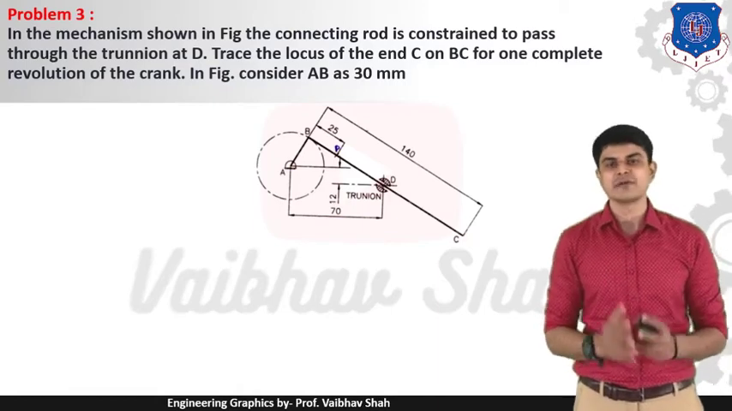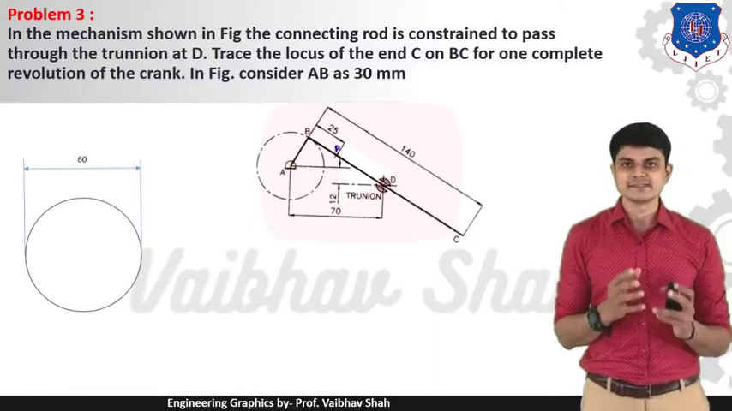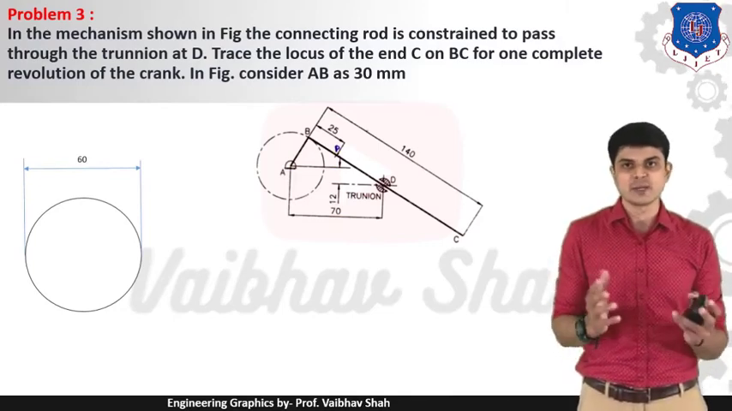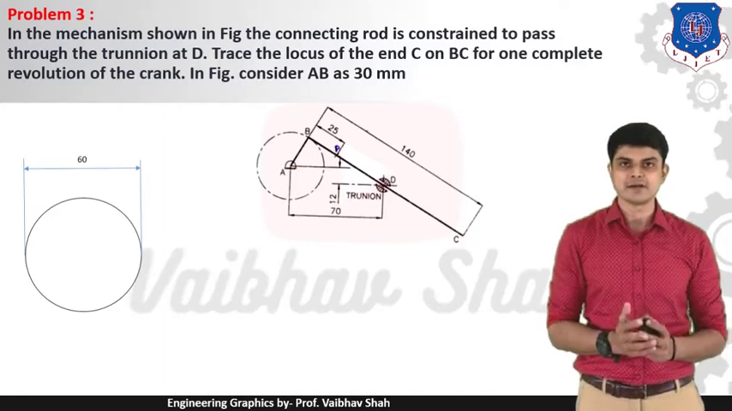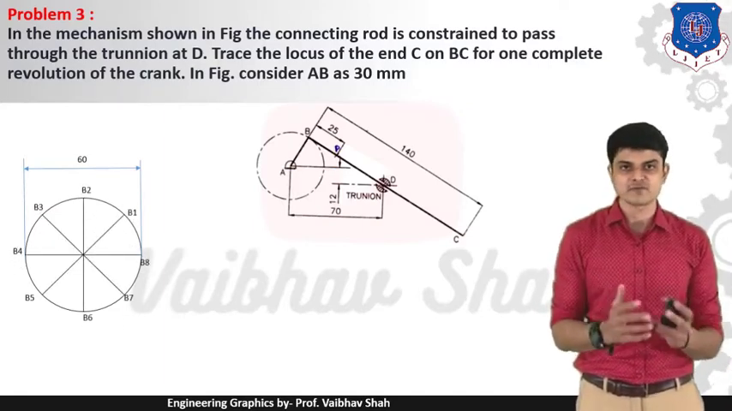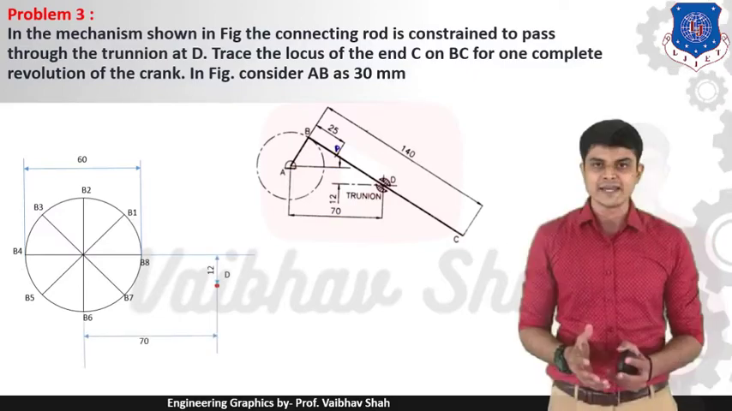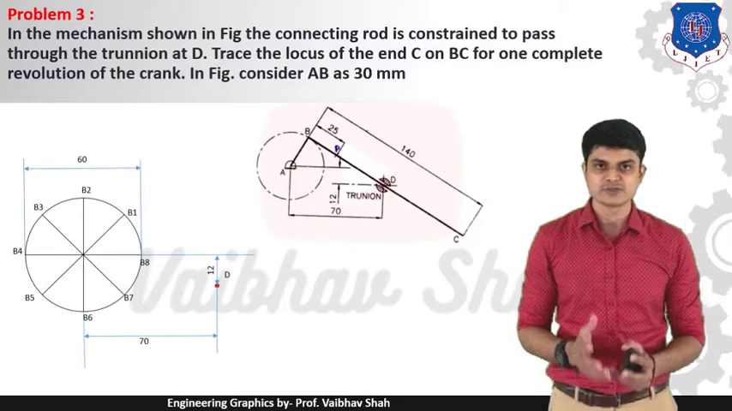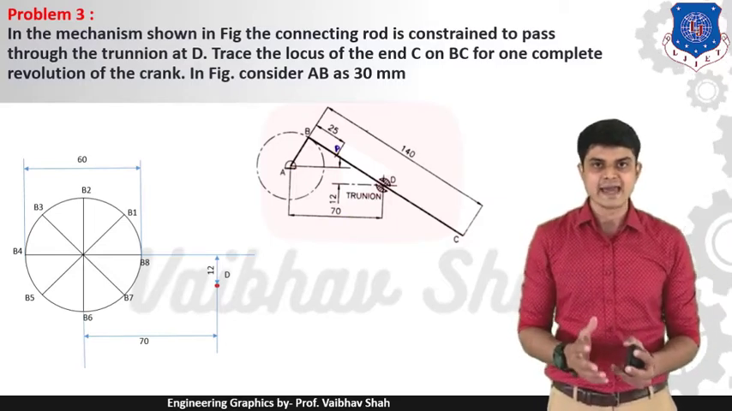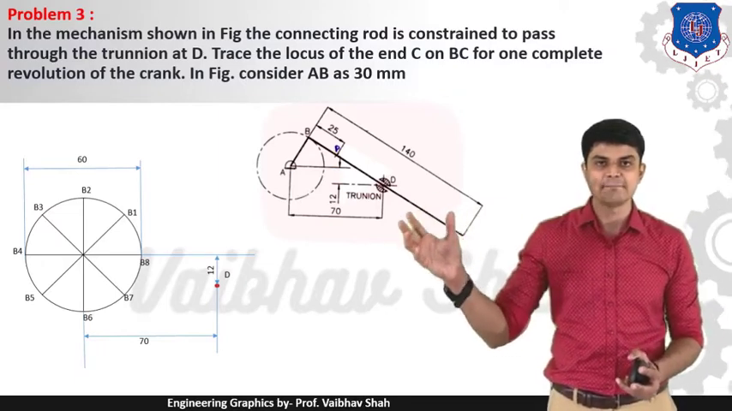So now all the dimensions are given. Let us start drawing, first by drawing a circle as usual. Here it is said to consider AB as 30 mm. So we have taken the radius of 30 mm, or you can say 60 mm as the diameter. After drawing the circle, we need to divide the circle into 8 equal parts once again. After dividing the circle into 8 equal parts, we need to give notations to that circle as B1, B2, B3, B4, B5, B6, B7 and B8.